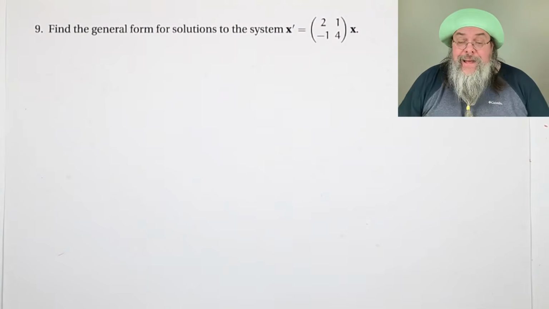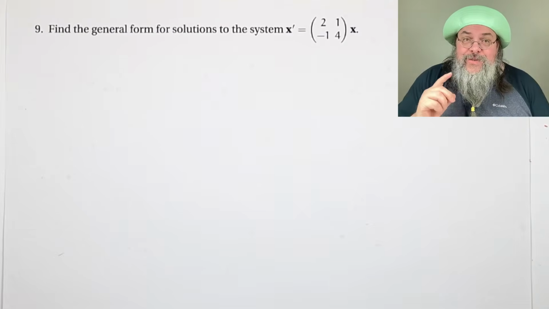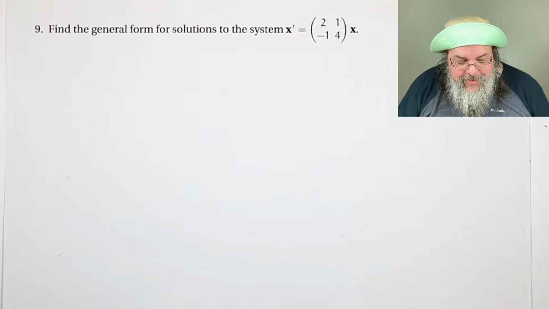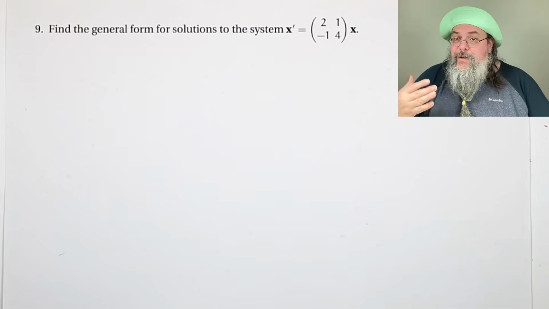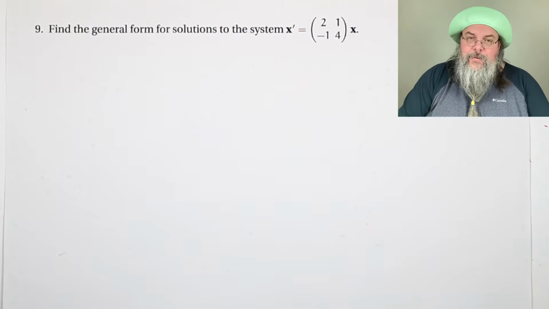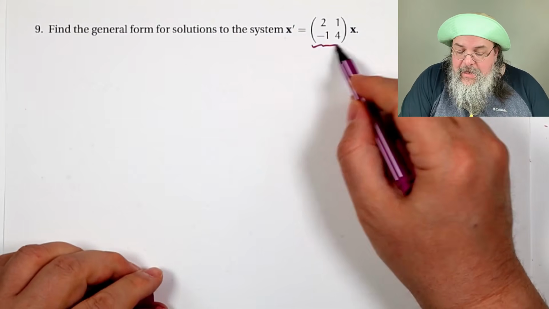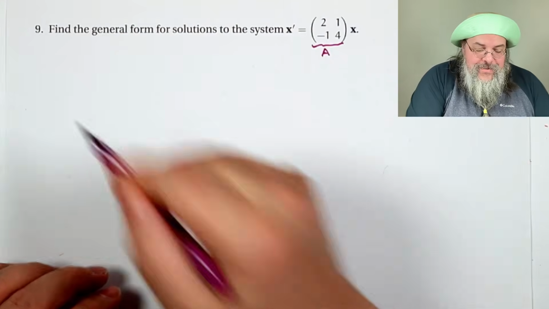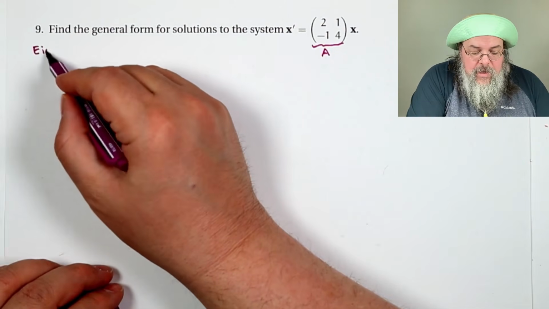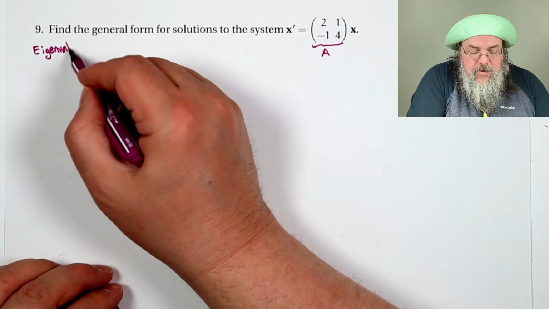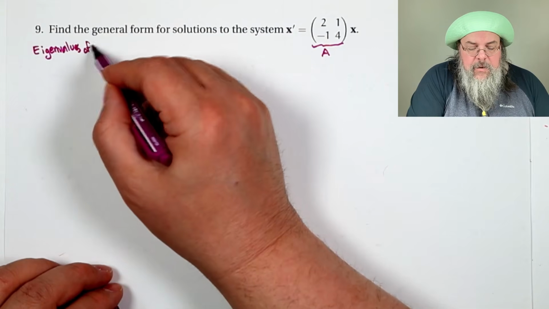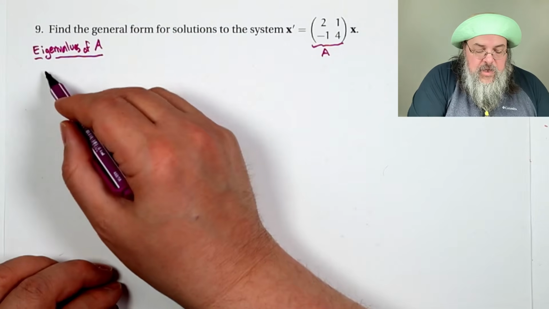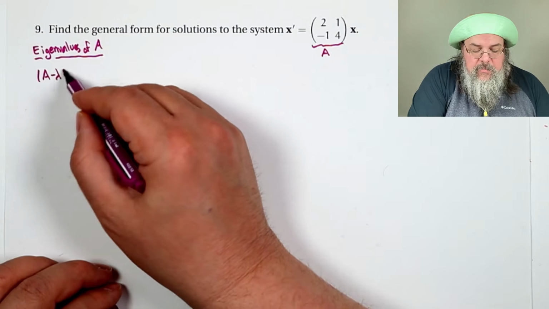Number 9. Find the general form for solutions to the system x prime is 2, 1, minus 1, 4, x. All right, well, we're pretty used to it, right? We have here our matrix A, and step 1, what are the eigenvalues? It's always the same thing. When we see that matrix, we're like, I wonder what those eigenvalues are, because that will tell us how to approach solving the problem. So we're going to take the determinant of A minus lambda I.